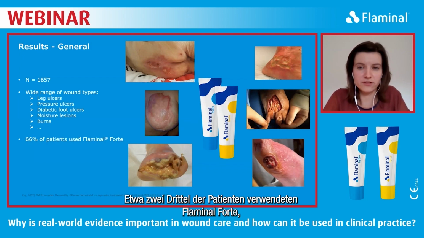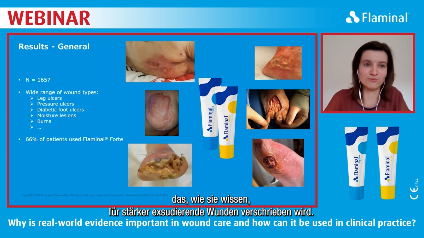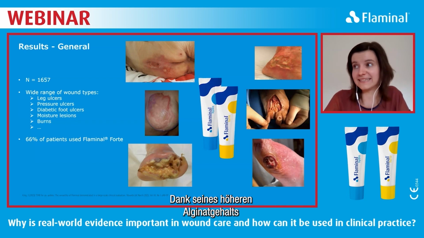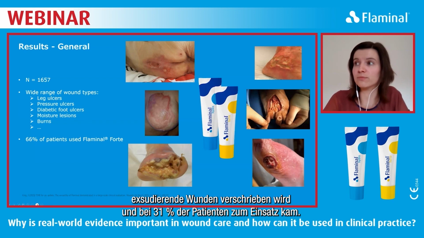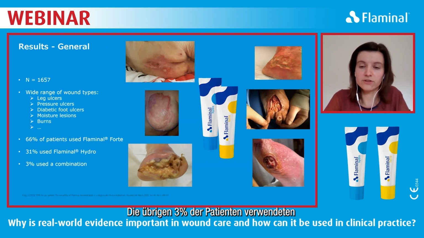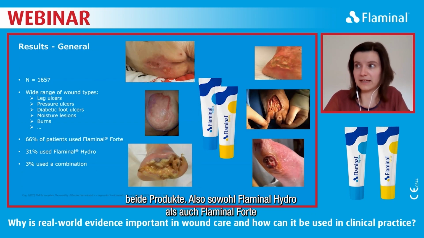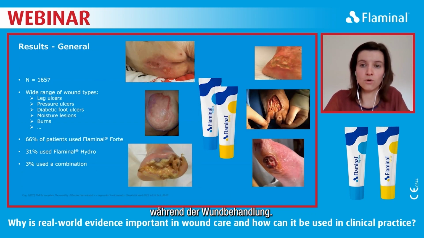About 2/3 of the patients used Flaminal Forte, which is, as you know, indicated for more highly exuding wounds, and that is thanks to its higher alginate concentration. Compared to Flaminal Hydro, here on the left, the blue one, which is indicated for low to moderately exuding wounds, and was used in 31% of the patients. Now, the other 3% of the patients used both, so both Flaminal Hydro as well as Flaminal Forte over the course of the wound treatment.